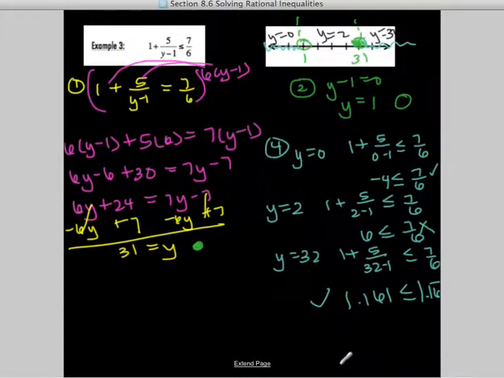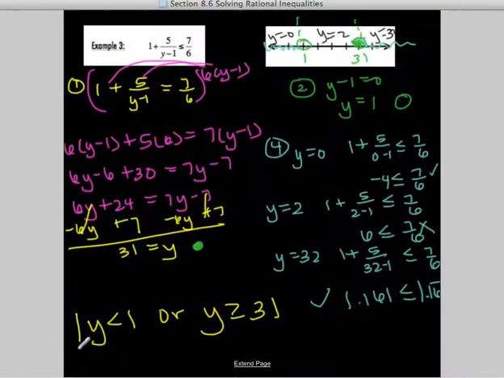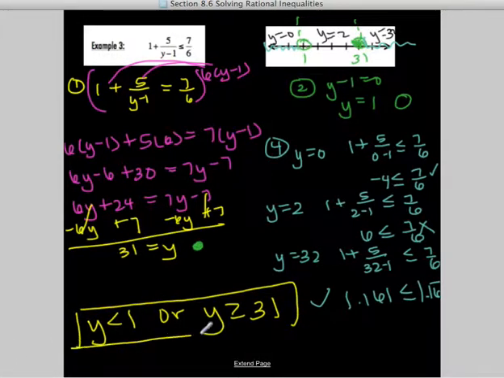Okay. So now I have 2 pieces to my inequality, so I'm going to write them both down. Okay, y is less than 1, or y is, okay, since it's shaded, greater than or equal to 31. So this would be my solution for example 3.